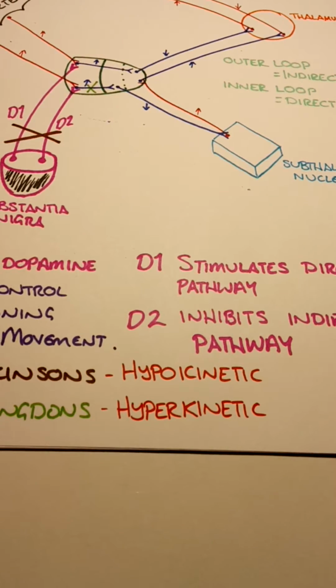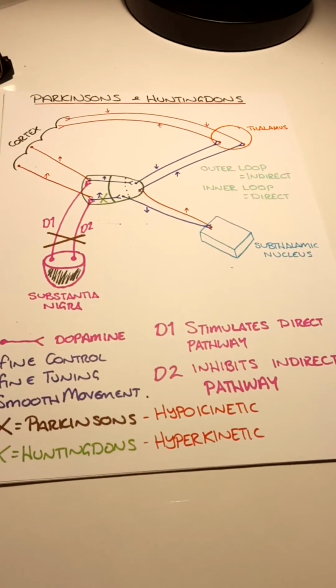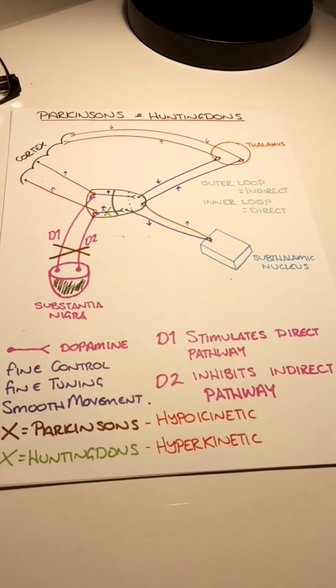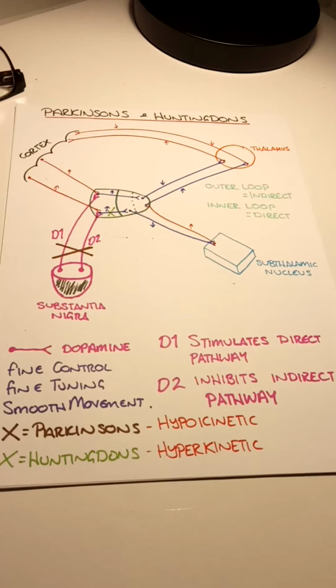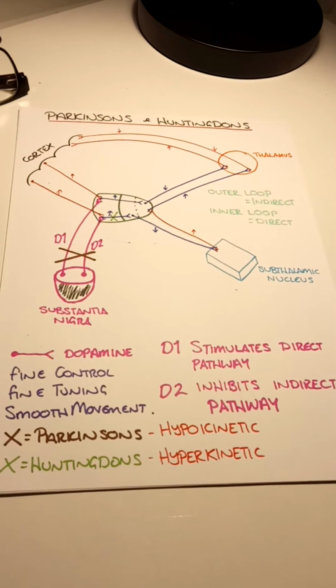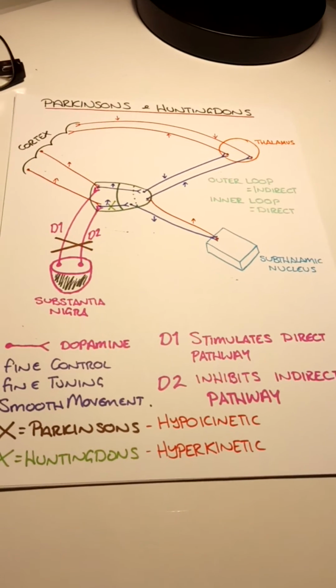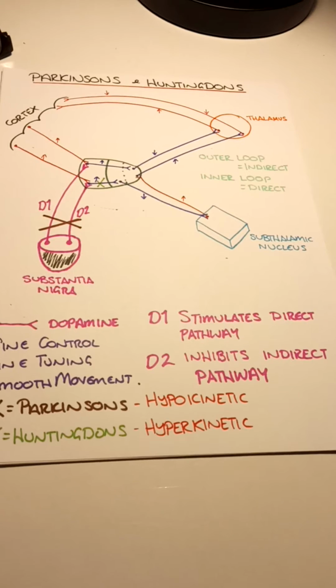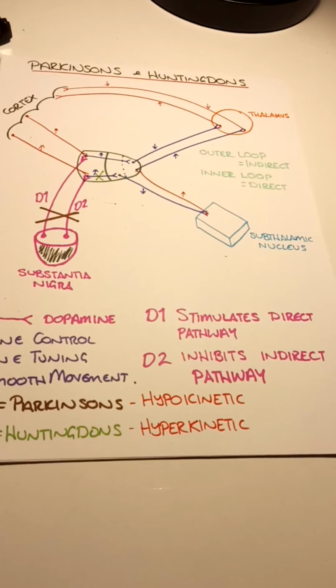Okay, and that is how Parkinson's and Huntington's come about in those indirect and direct pathways. So Parkinson's, less dopaminergic neurons, and then Huntington's, it affects the indirect pathway, so there's less inhibition and it becomes a hyperkinetic disorder.